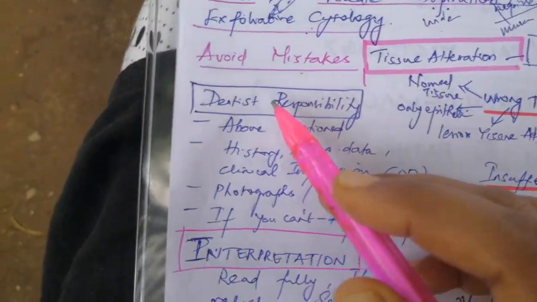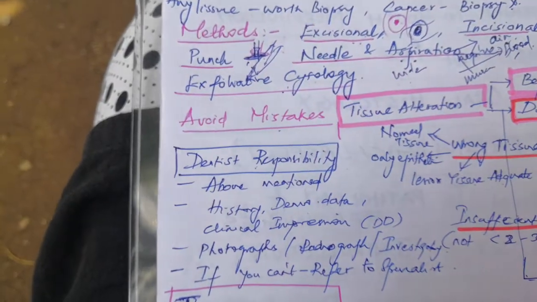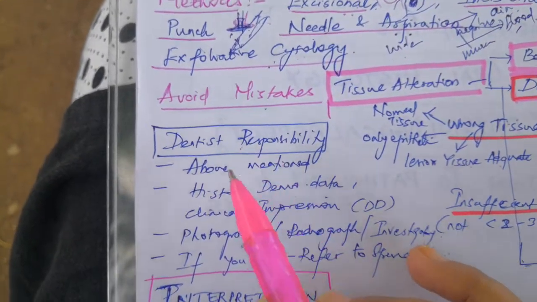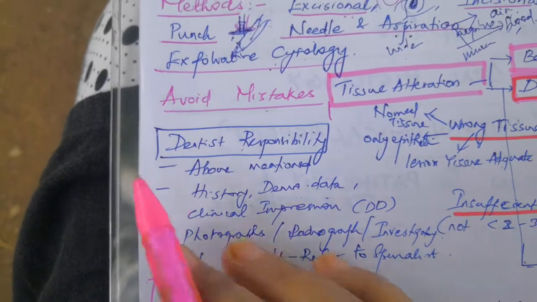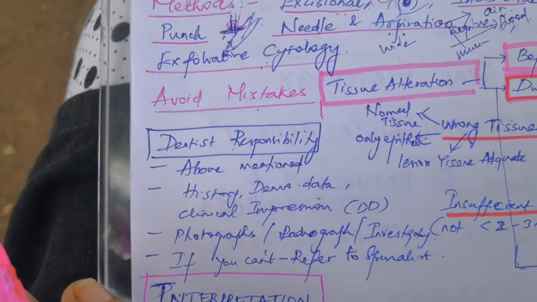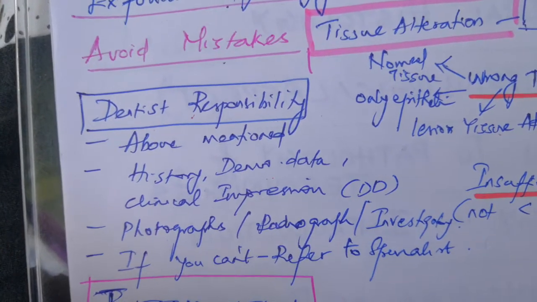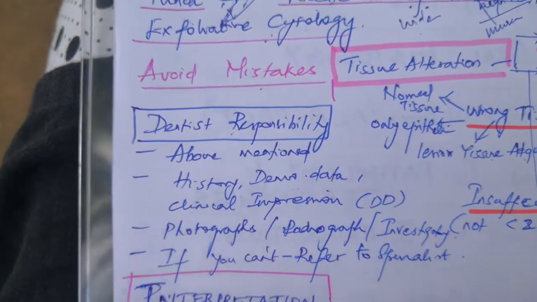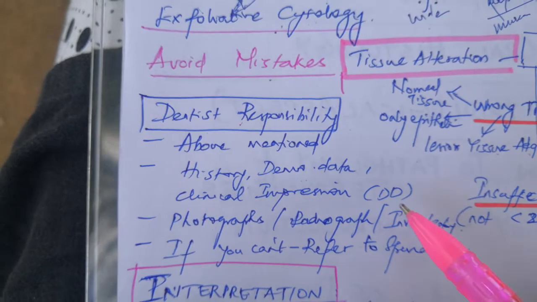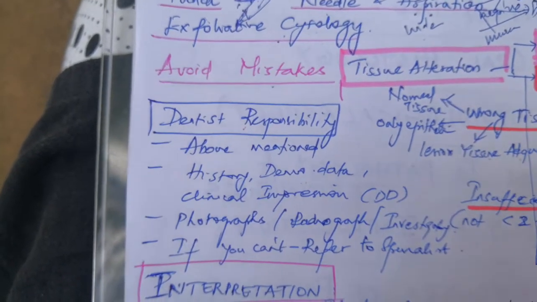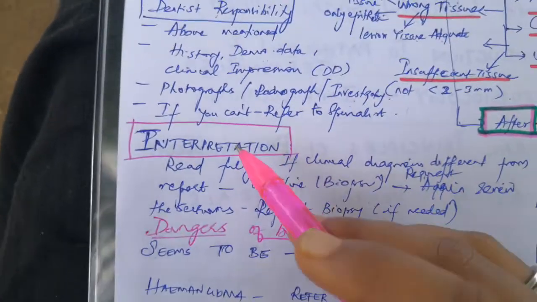And what is the duty of the dentist? We have to follow all the instructions we have read so far, and also include the history, demographic data of the patient, and clinical impression, along with the differential diagnosis. You have to send the photographs and radiographs related to the case, and any other investigatory reports also, when forwarding to the pathologist. If you are not able to do this, do not attempt it, and you can refer directly to a specialist.